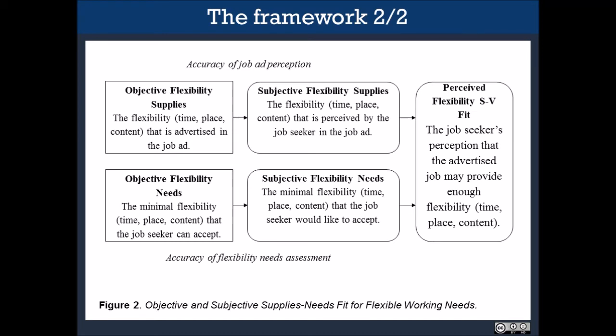And finally, objective flexibility needs. So this I would not assess in this project, but this might be the minimal flexibility that the job seeker can reasonably accept because of several reasons, such as disability or having to take care of children at home or large commute time, etc. So this is the minimal flexibility that the individual can accept, regardless if this individual is aware of it or not.